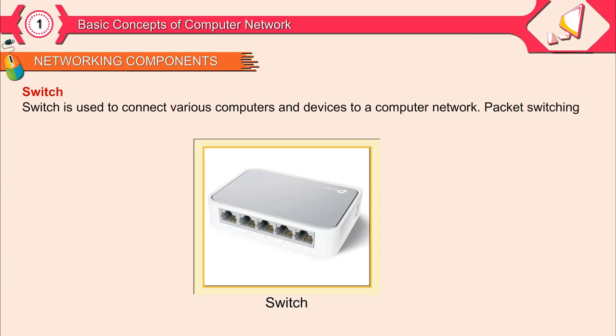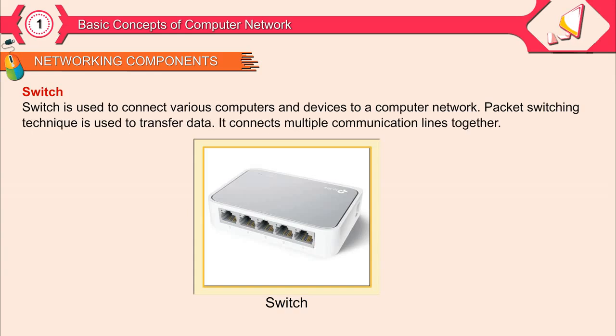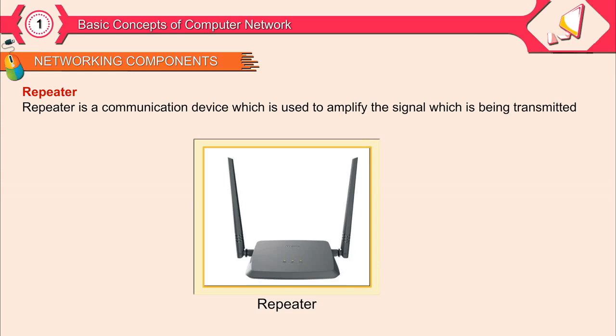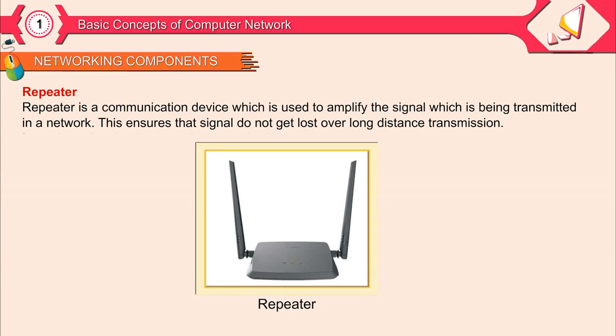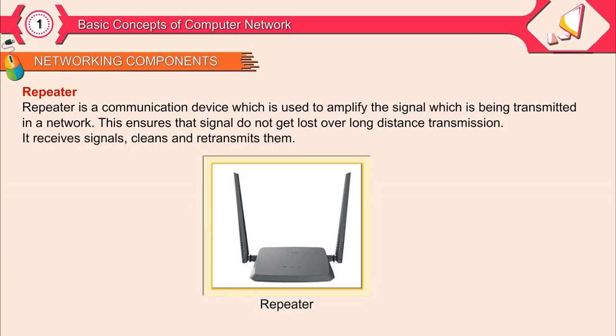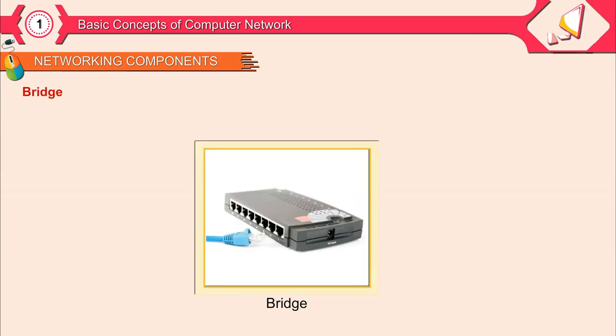Switch. Switch is used to connect various computers and devices to a computer network. Packet switching technique is used to transfer data. It connects multiple communication lines together. Repeater. Repeater is a communication device which is used to amplify the signal which is being transmitted in a network. This ensures that signal do not get lost over long-distance transmission. It receives signals, cleans and retransmits them.